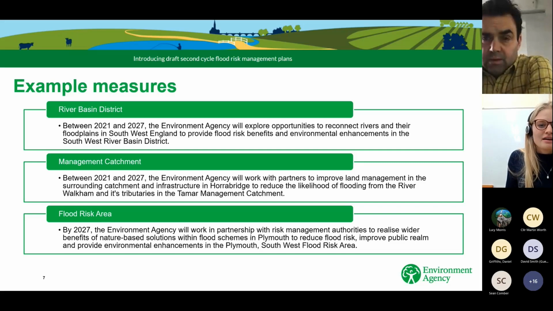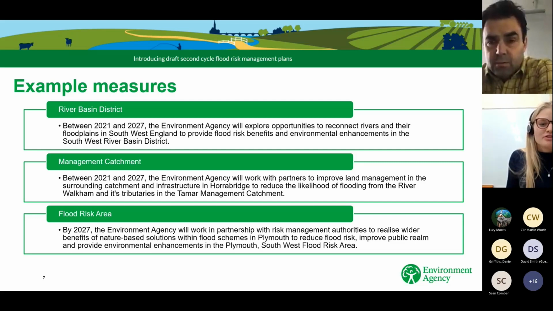As I said earlier, in the Tamar management catchment that is Plymouth. So we've got more specific measures associated with Plymouth. So when you see the plan, that is why Plymouth has got a lot of detailed measures, because it's a flood risk area compared to other areas.